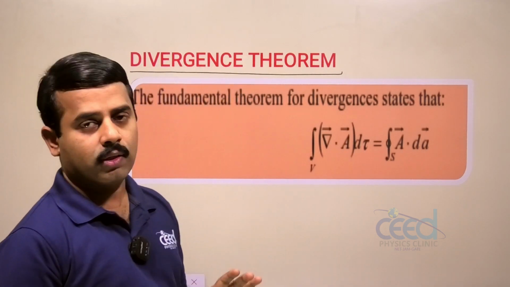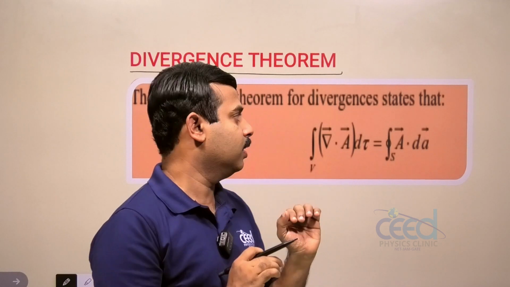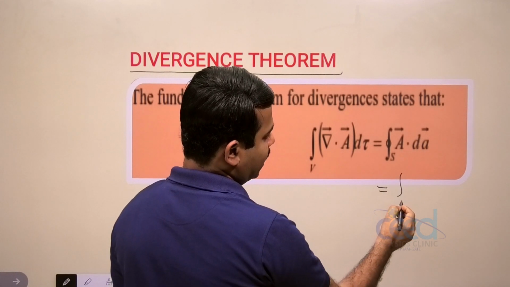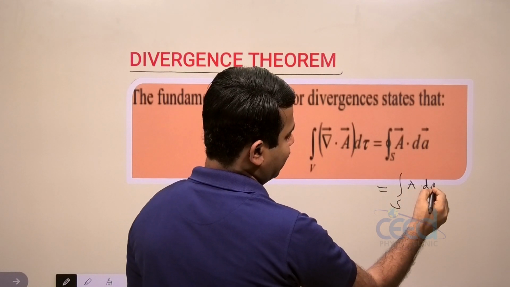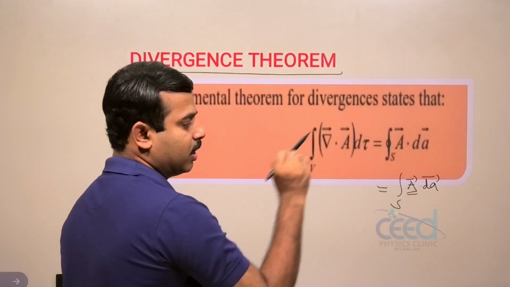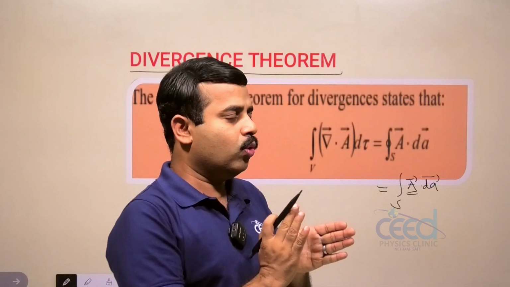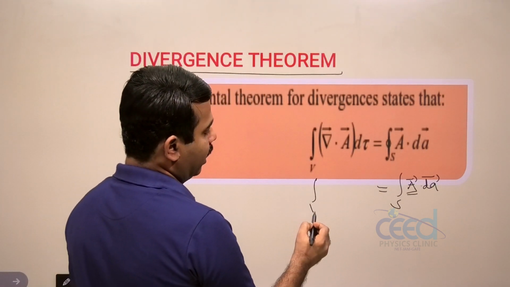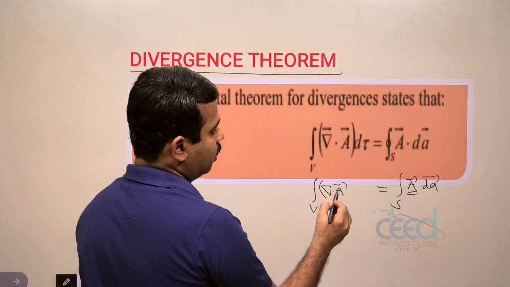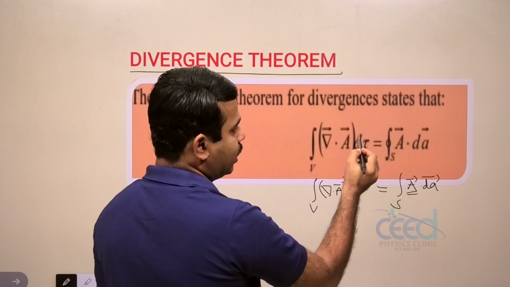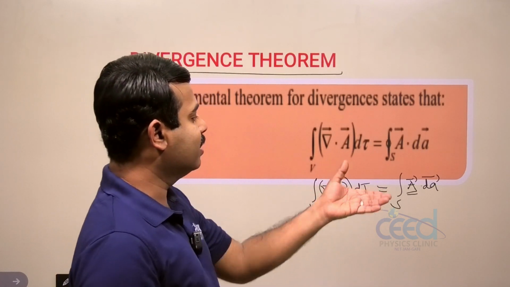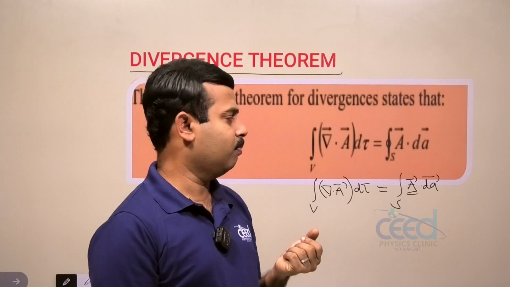First of all, let us see the statement of the divergence theorem. Suppose you have a surface integral A dot dA. That means, suppose a vector field A, we are taking its surface integral. That is equivalent to a volume integral, but we should take the divergence of that particular vector field. Then the areal element you can change into the volume element d-tau. Basically this is the divergence theorem.